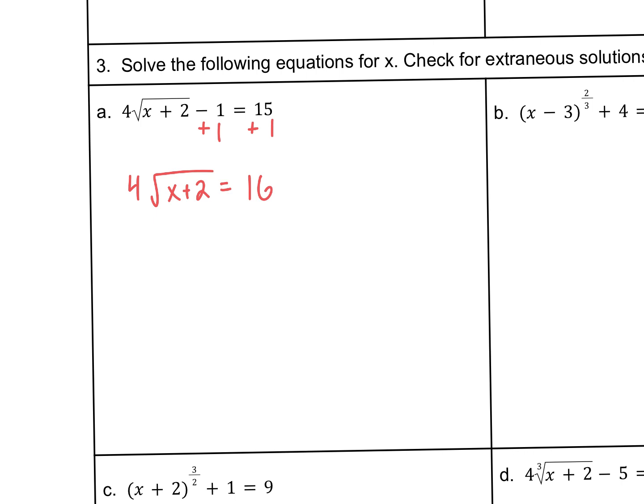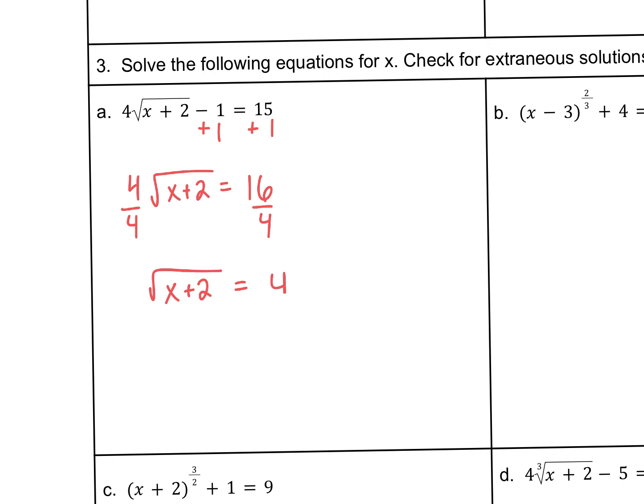Okay, still don't have the root by itself though. There's a 4 hanging out front. Okay, it's being multiplied right now. So to move that over, inverse operation tells me to divide it over. So this gives me the square root of x plus 2 equals 16 divided by 4 is 4. From here, I'm good to solve it.